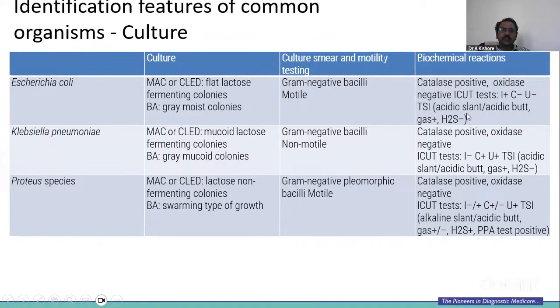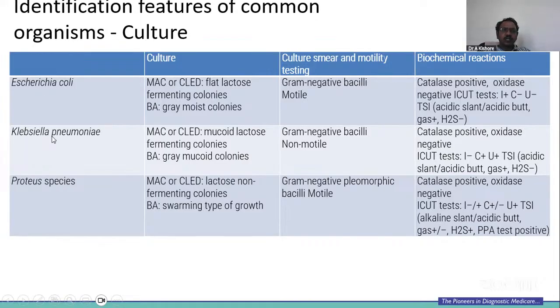Based upon these, we generally determine the genus and species name. Klebsiella pneumoniae: apart from culture, we need to do the staining again and then check for motility by doing a hanging drop method. And we also do various biochemical reactions, which are all conventional methods: indole, citrate, urease, and triple sugar iron, and determine and finalize the genus and species name.